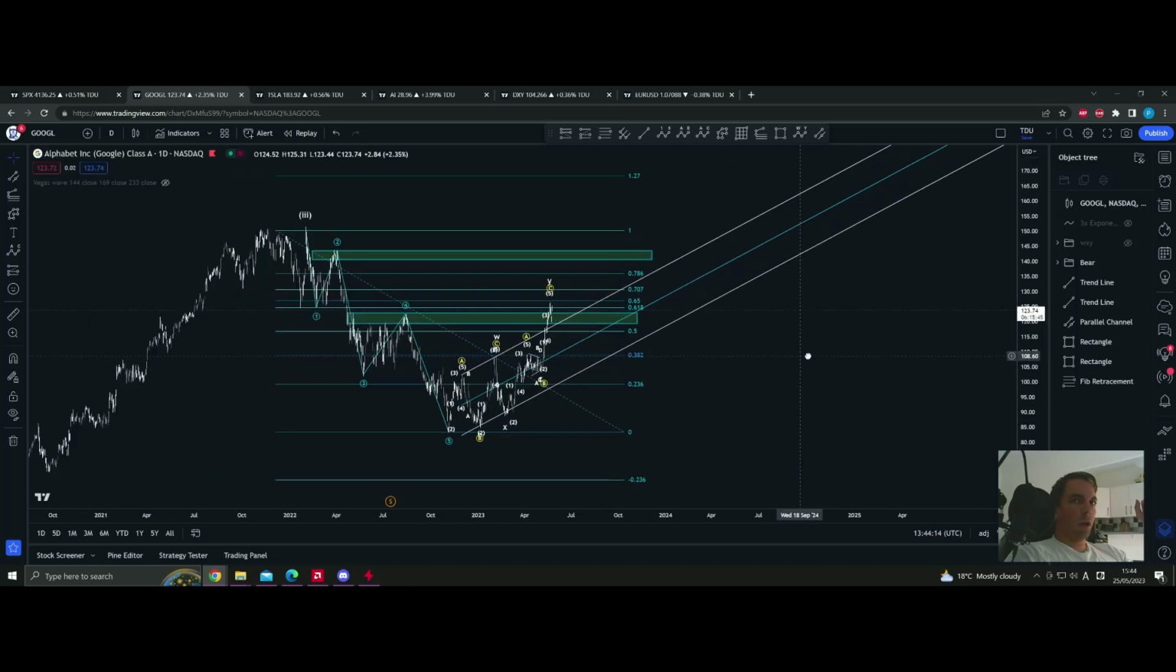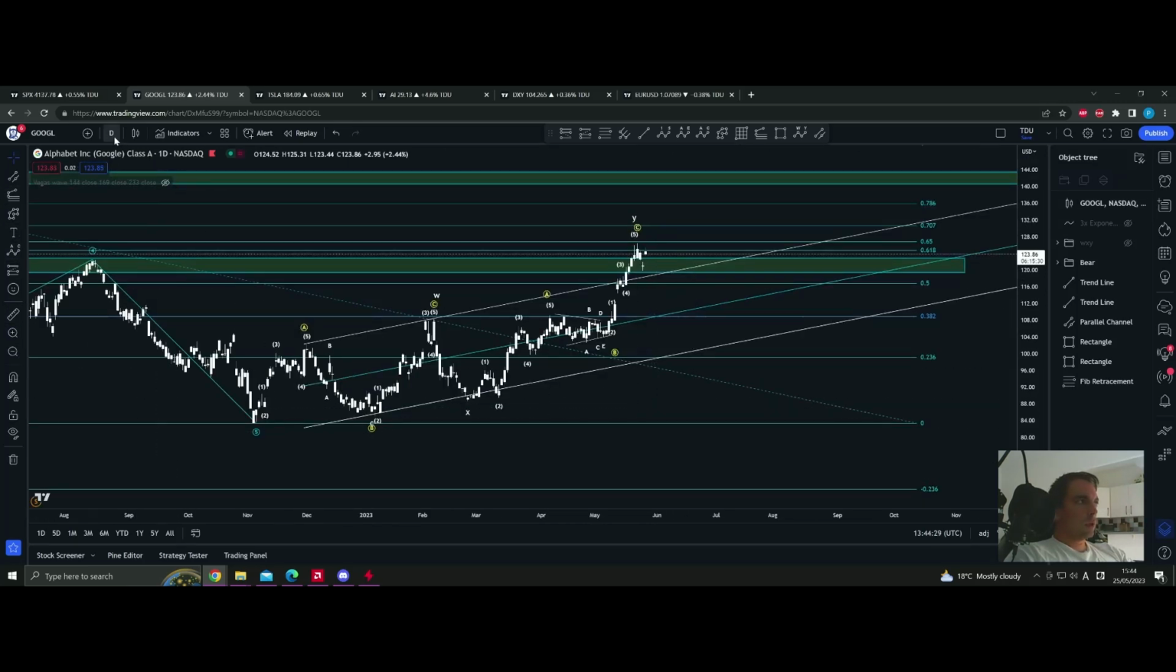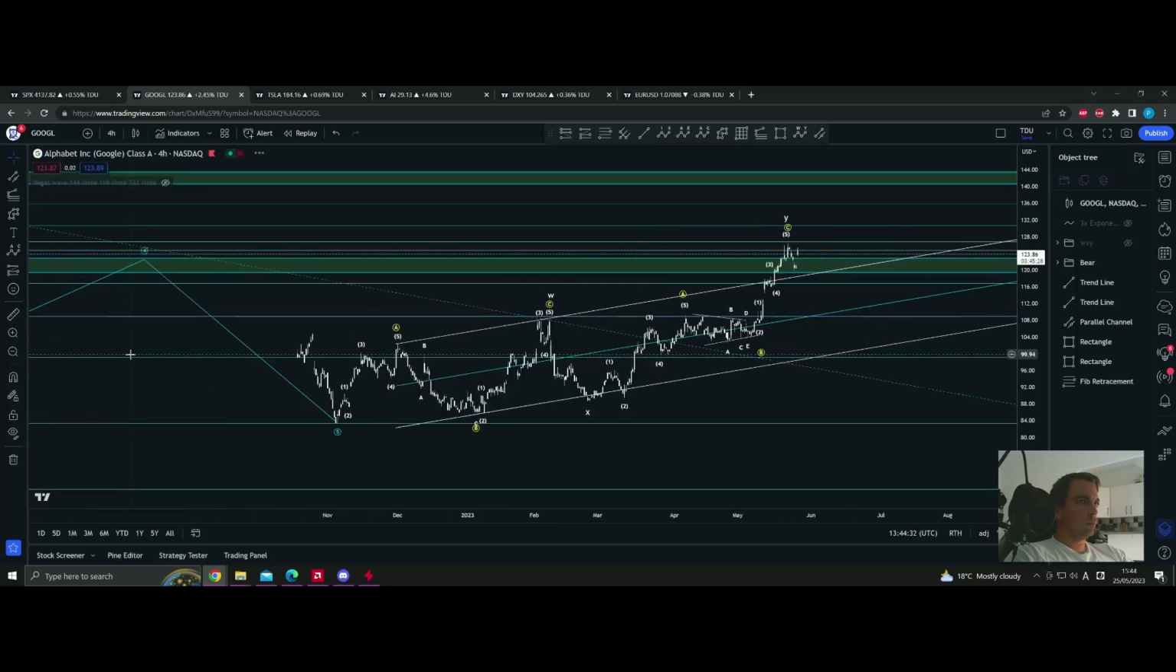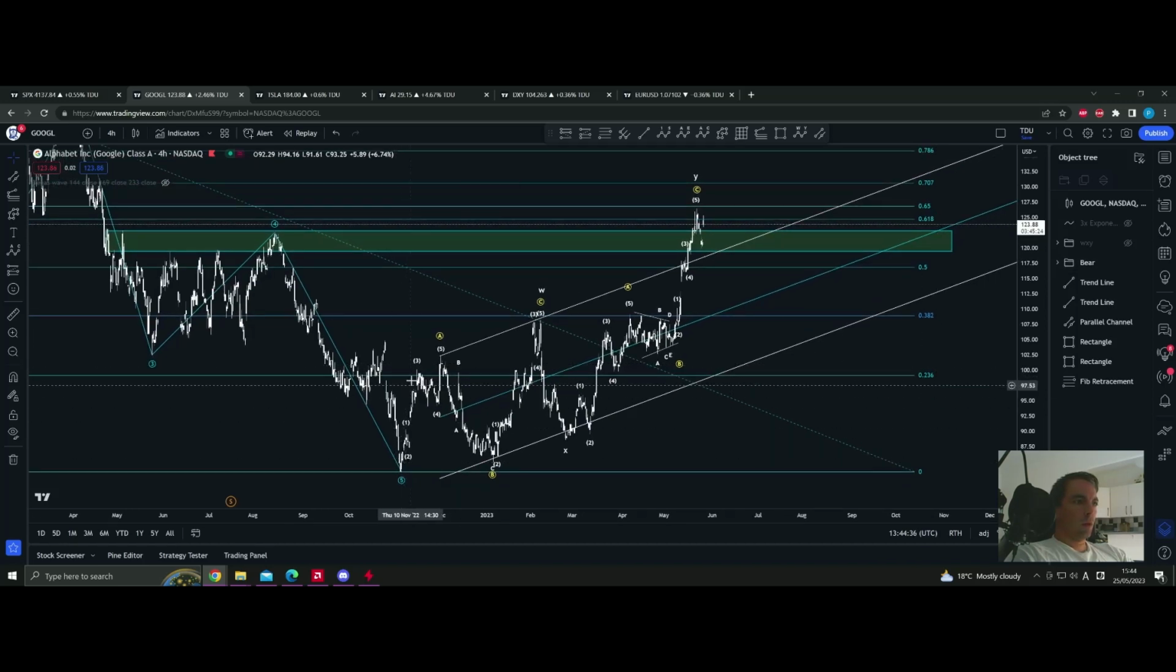I have 2 counts as well. One being impulsive, corrective, and down we go. Okay, so impulse for your wave A, zigzag B, impulse C for your W, wave X, A, triangle B, 1, 2, 3, 4. Let's see if it's over.